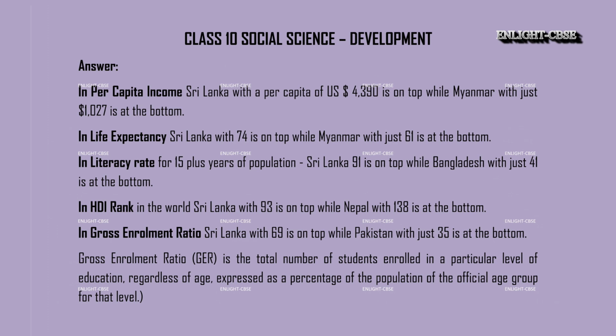In literacy rate for the 15 plus years population, Sri Lanka with 91 is on top while Bangladesh with just 41 is at the bottom. In HDI rank in the world, Sri Lanka with 93 is on top while Nepal with 138 is at the bottom. In gross enrollment ratio, Sri Lanka with 69 is on top while Pakistan with just 35 is at the bottom. Gross enrollment ratio, GER, is the total number of students enrolled in a particular level of education, regardless of age, expressed as a percentage of the population of the official age group for that level.